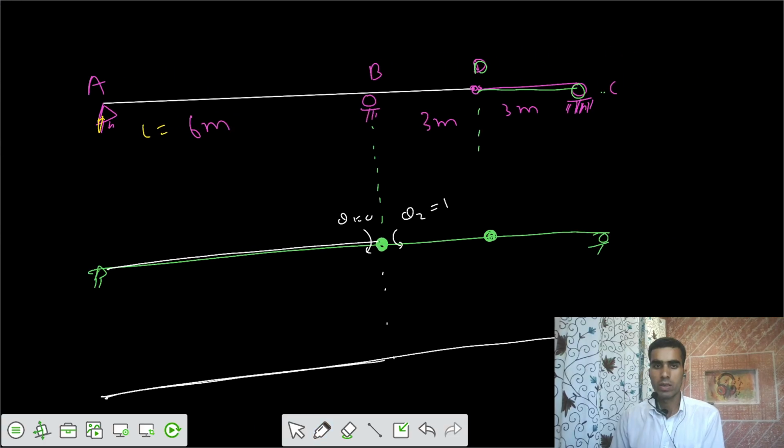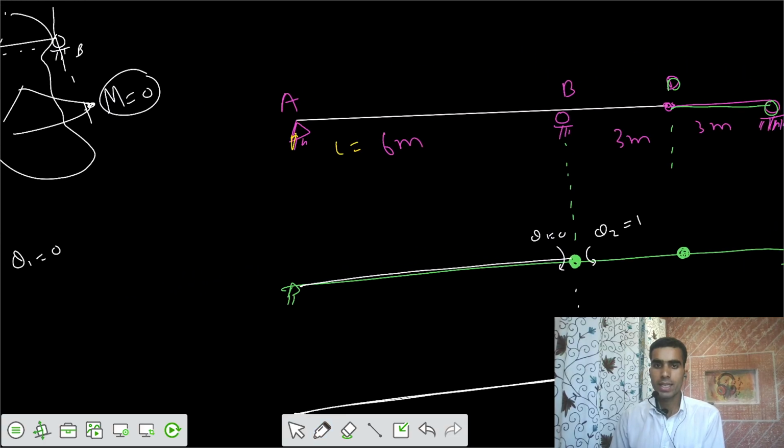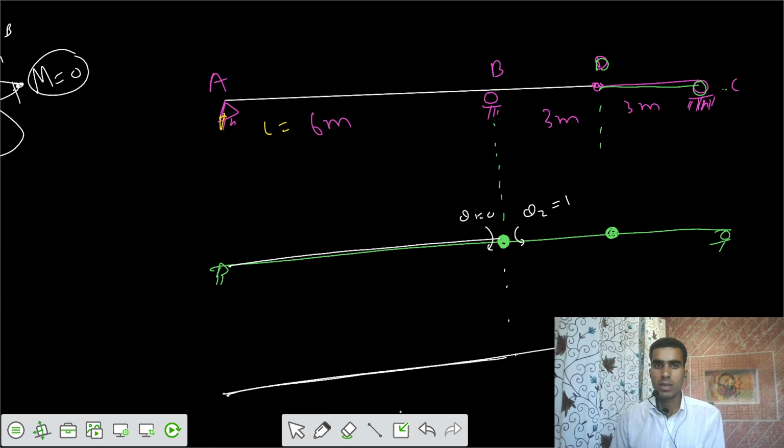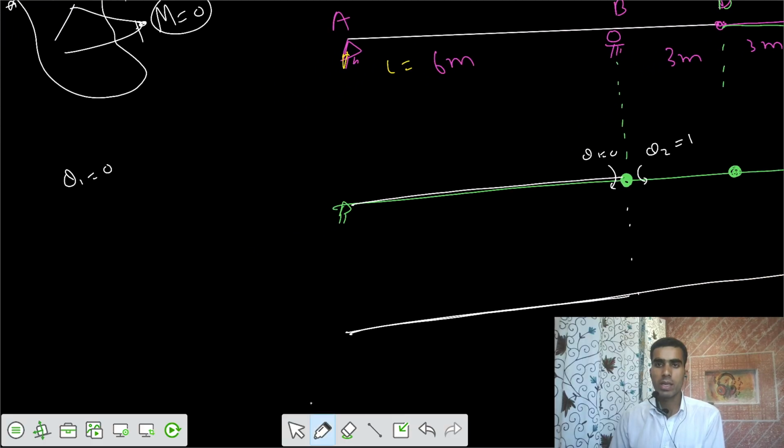Theta 2 equals 1. Now you can also check that by this condition. Now let's assume that the part AB is a statically determinate part. Now let's say you apply some moment M.